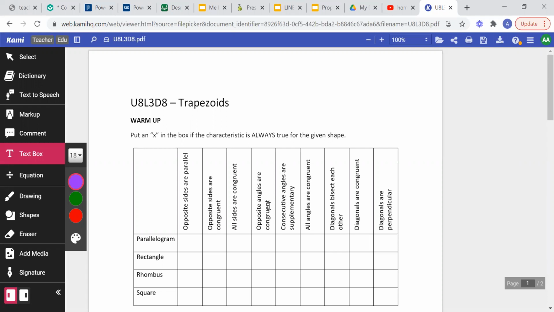As I've been asking you, once you say yes, I'm gonna cross it. If you say no, I'm gonna leave it empty. Let's go with parallelogram. In a parallelogram, are opposite sides parallel? Class? Yeah. Okay.